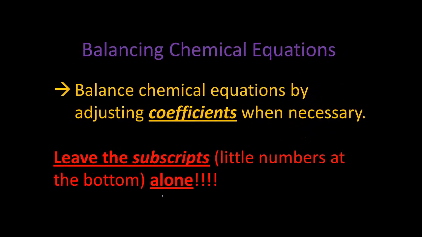You balance chemical equations by adjusting the coefficients, which are the numbers in front of a chemical. Like for instance, 2H2O, the coefficient is the number 2. You leave the subscripts, the little numbers at the bottom, alone when we balance equations. This is the subscript.